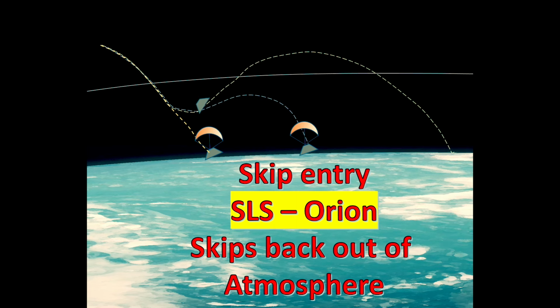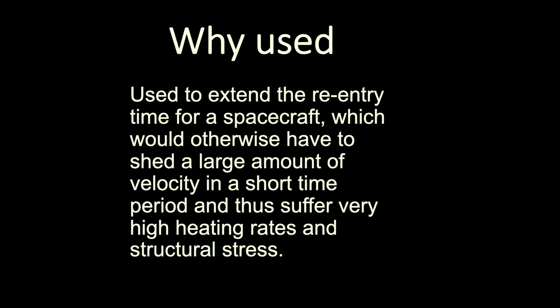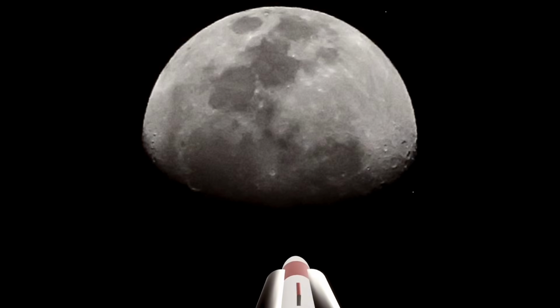Now, the skip entry, such as by the Orion, skips back outside the atmosphere, not by much. There is lift. This greatly extends its distance, and whilst extending the time of reentry, we reduce the peak heating rates and structural stress on both the astronauts and spacecraft.